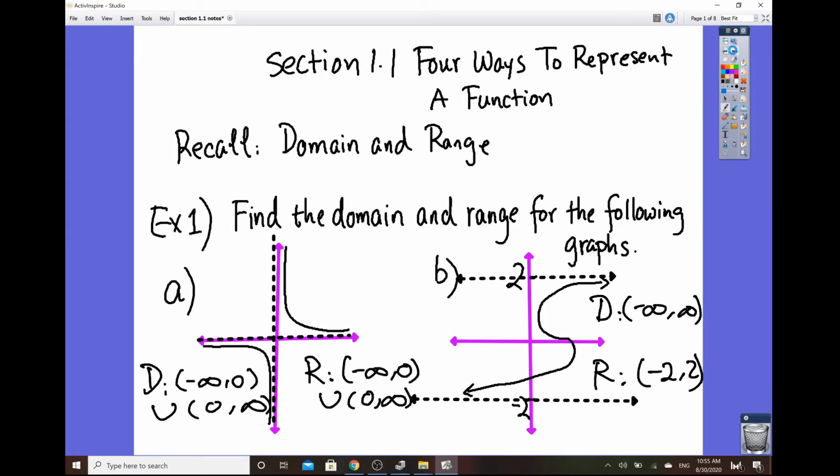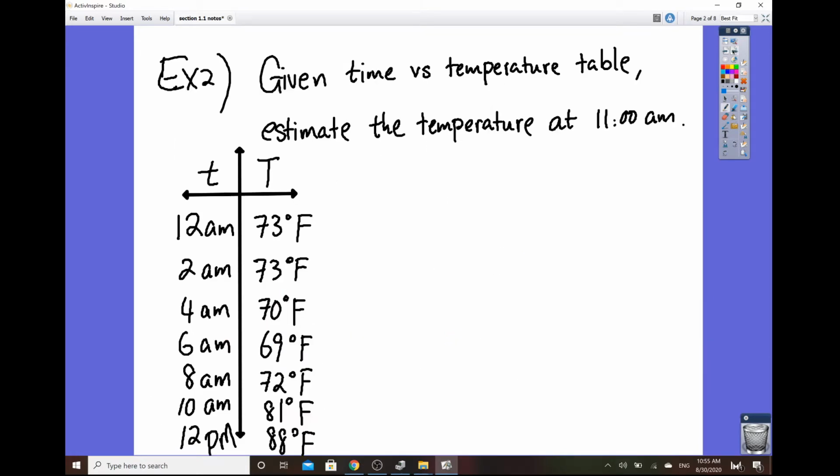Okay, now let's take a look at the other example, which is finding the pattern. Given a time versus temperature table, estimate the temperature at 11 a.m. One thing you want to find out is the trend, whether the temperature is increasing or decreasing. From midnight to 6 a.m., the temperature is actually dropping.